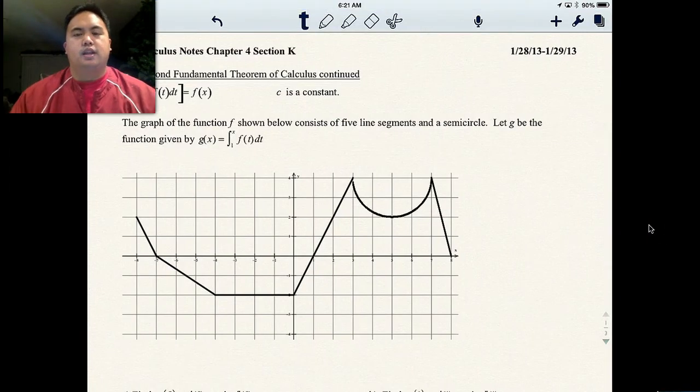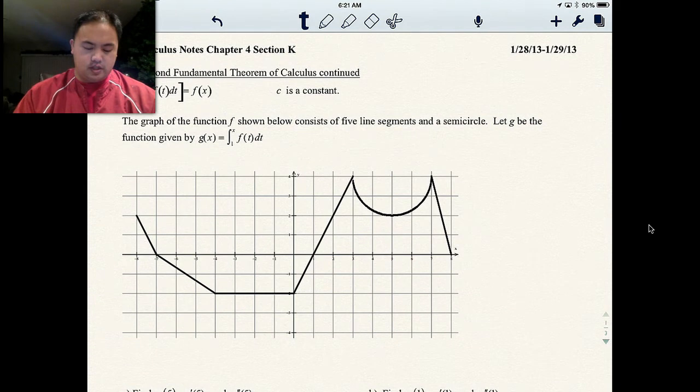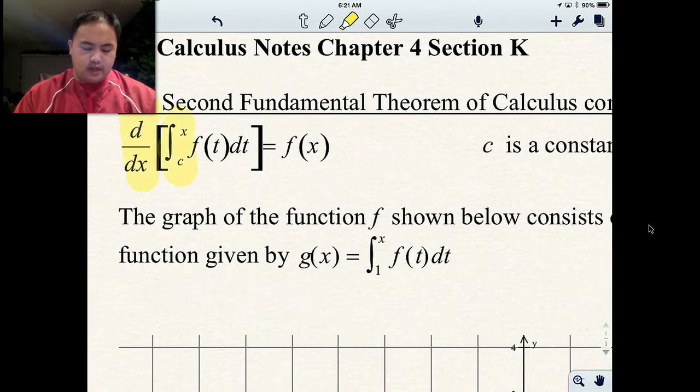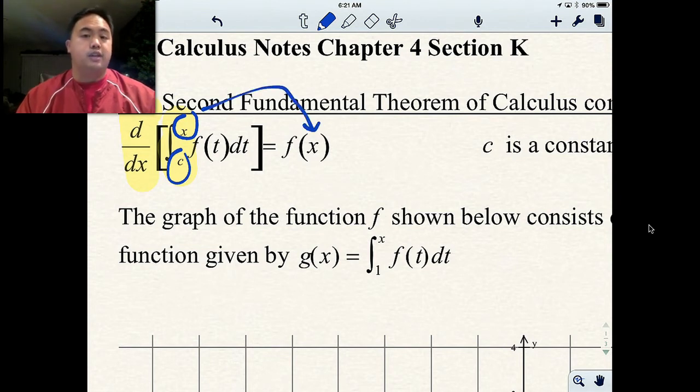Hello, this lesson is about the second fundamental theorem of calculus, part 2. In the very first video I showed you about the second fundamental theorem of calculus, we talked about taking the derivative of the antiderivative. If you have a special case where you have a function up top and a constant on the bottom, all you have to do is plug in x everywhere you see t.